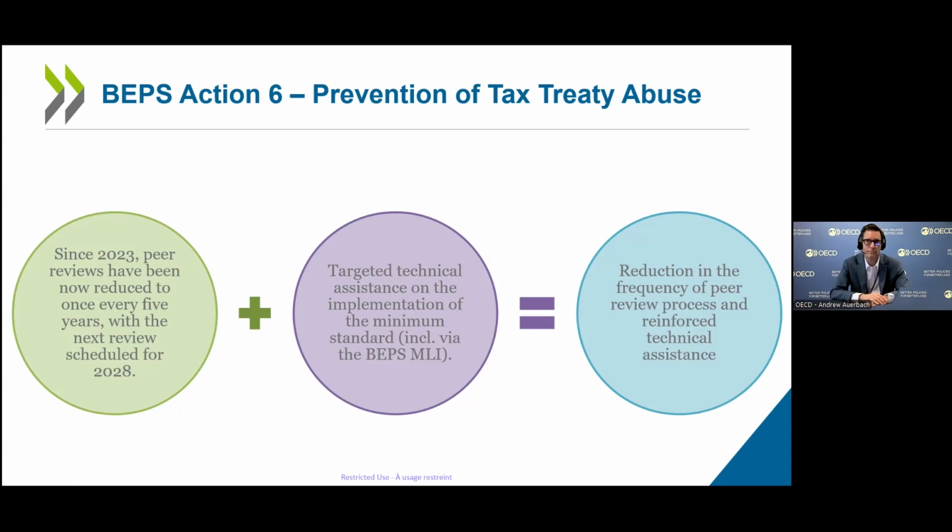Following a comprehensive peer review process in 2023, the frequency of the peer reviews is now reduced to once every 5 years, with the next review scheduled for 2028, thereby easing the associated administrative burdens. Given the advanced state of implementation, the work on BEPS Action 6 now focuses on providing the targeted technical assistance. Inclusive Framework members can request bespoke technical assistance at any time, namely in relation to the signature or ratification of the BEPS MLI, as well as for questions on interpretation, implementation, or practical challenges encountered in the implementation of the minimum standard.